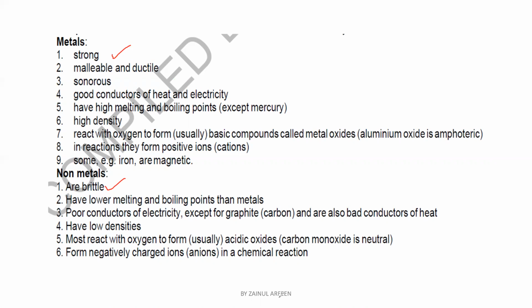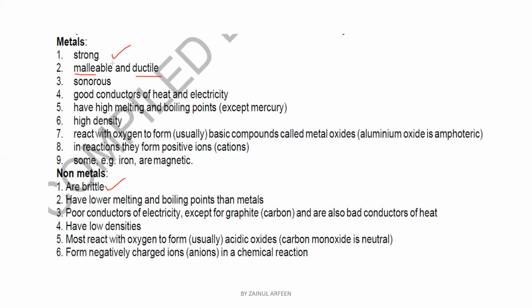Why do we call glass a brittle material or object? Because by a small force, we can break the glass. Metals are malleable and ductile. What is the meaning of malleable and ductile? It means you can hammer them into shape, you can make sheets, and ductile means you can use them as a wire, or you can stretch them as a wire.